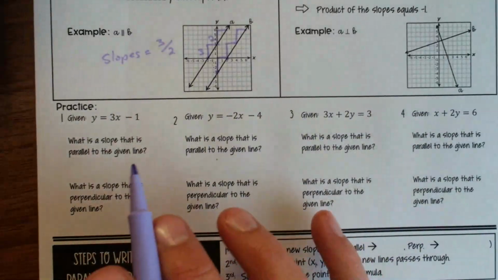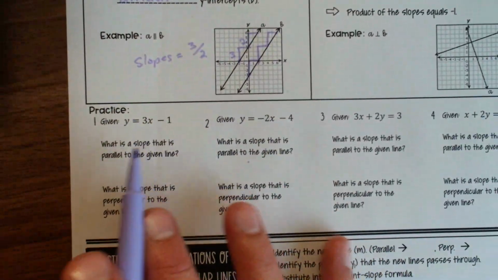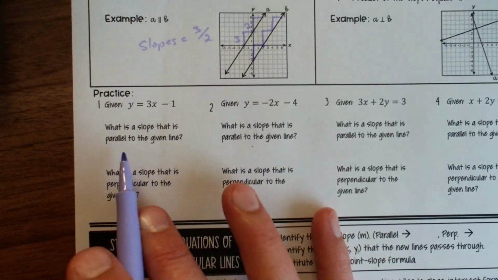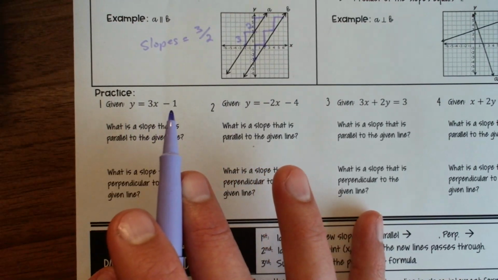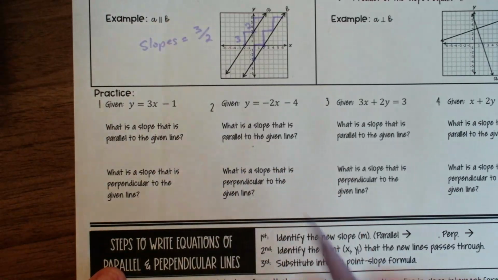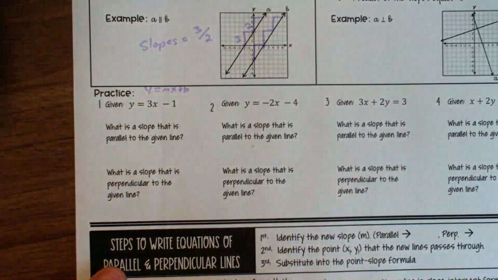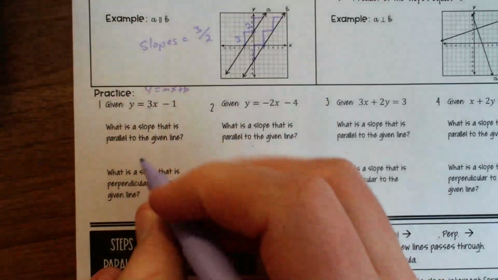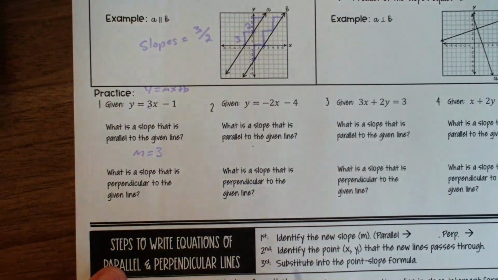So when you look at this practice, we'll get to perpendicular lines here in a second, but when you get to this practice, what is the slope of a line that is parallel to the given line? The given line is y equals 3x minus 1. Because this is written in slope-intercept form, y equals mx plus b, 3 is our slope. So our slope for this given line would be 3.